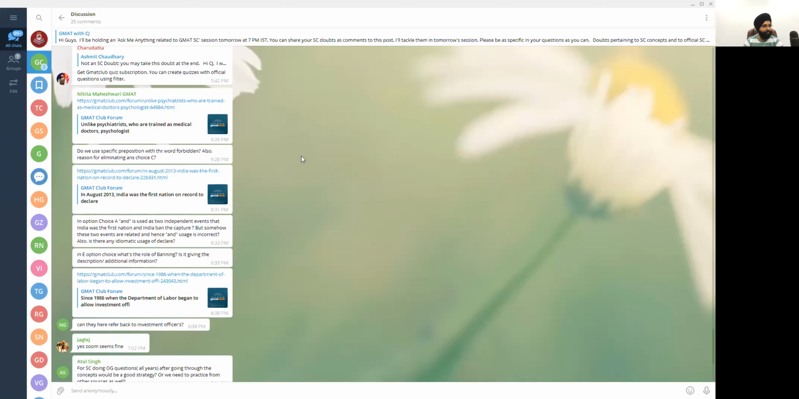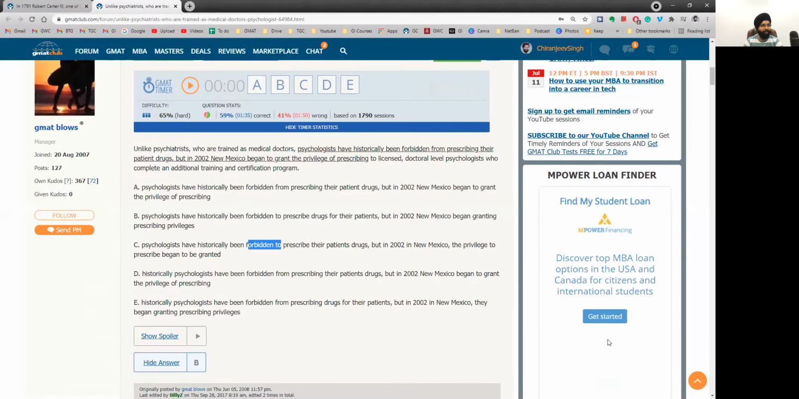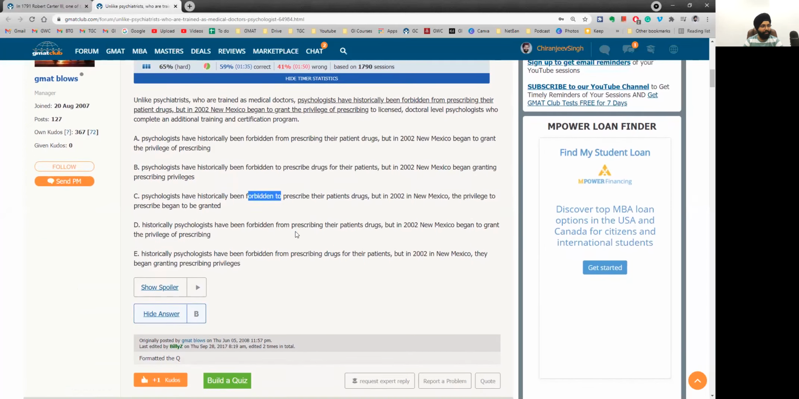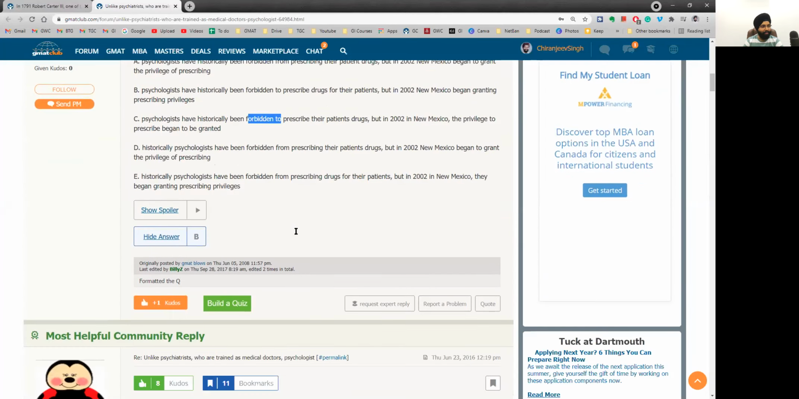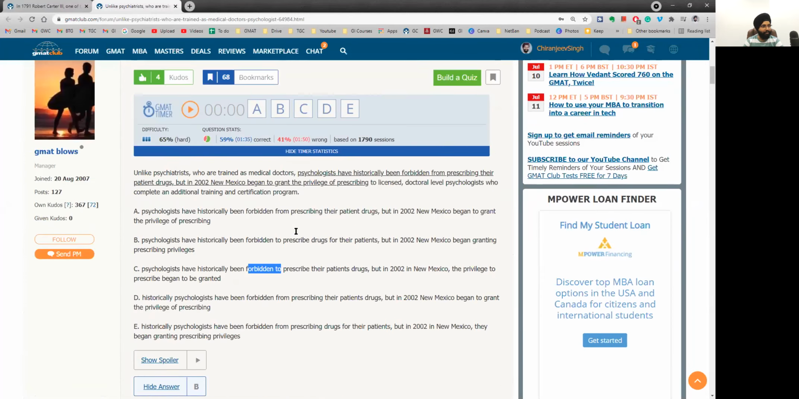Reason for eliminating answer choice C. So Nikita, again, you have to mention your reason for why you find it correct, given your understanding of what is given here. Let me just read it since this is your first one. So unlike psychiatrists, psychologists have historically been forbidden to prescribe their patients drugs.